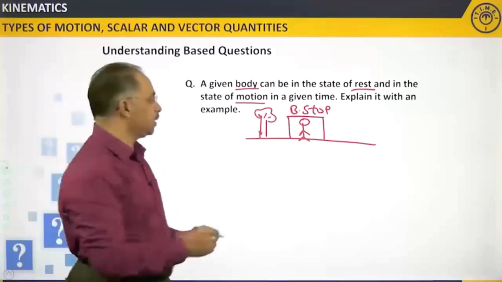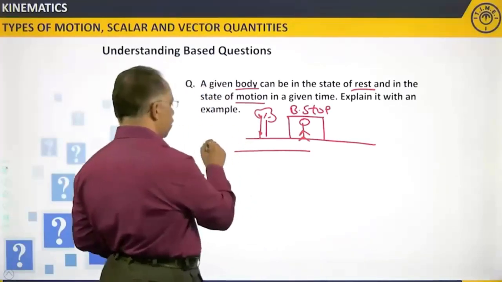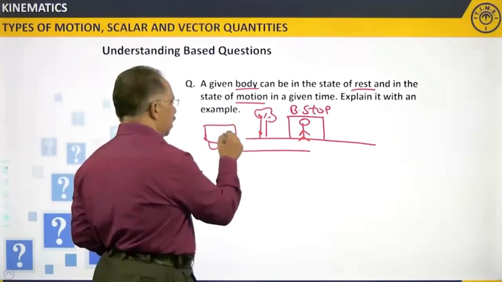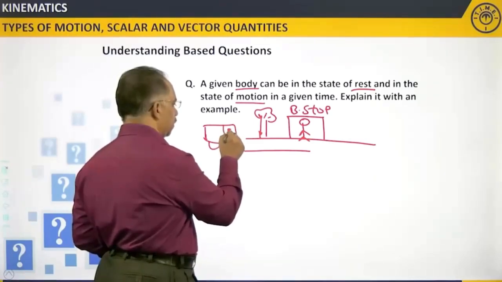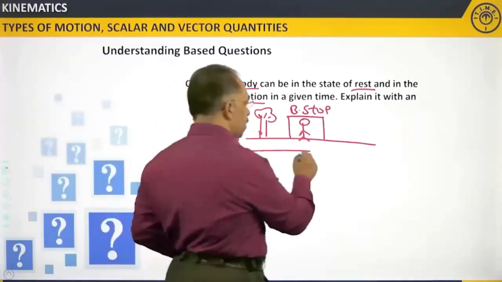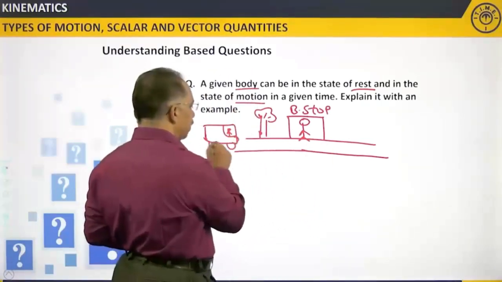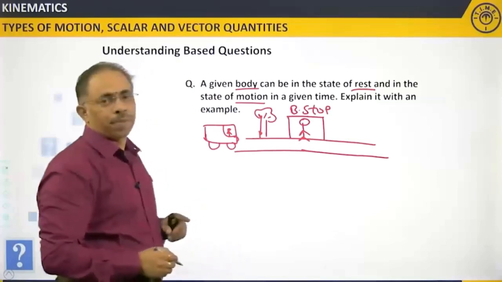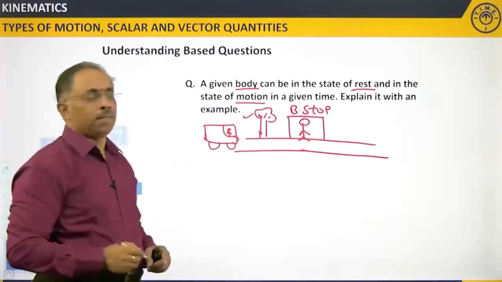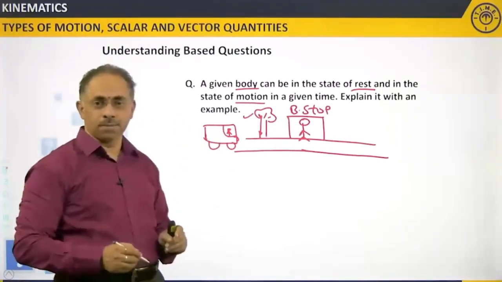Now, suppose I consider a bus moving on the road. This is a bus and this is a bus driver over here. If the bus along with the driver is passing by, is it clear? So the bus driver along with the bus is moving, then the person is at rest with respect to the tree, but the same person is in motion with respect to the bus as well as the driver in the bus.